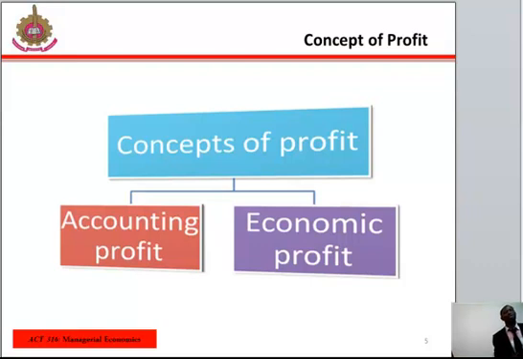Accounting profit can be illustrated as total revenue minus all the costs that are involved. So you can observe that when calculating accounting profit, it is only the explicit or book costs that are considered and subtracted from the total revenue.